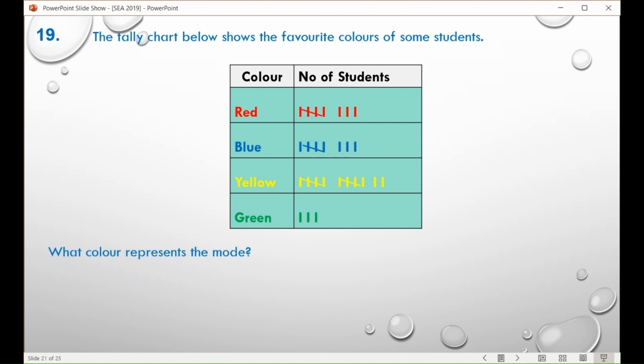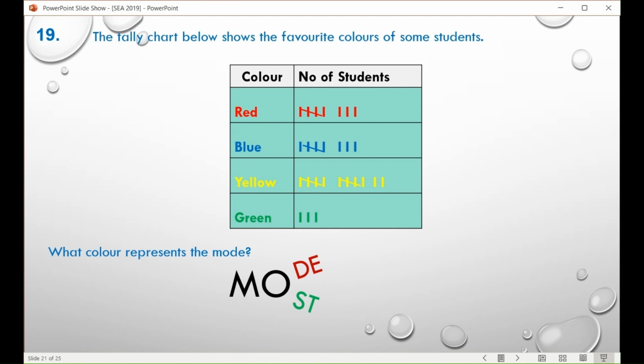What color represents the mode? So let's recall, what does mode mean? M-O-D-E, mode. It means the M-O-S-T, the most. So which one of those favorite colors do the students love the most? So that's easy for us.